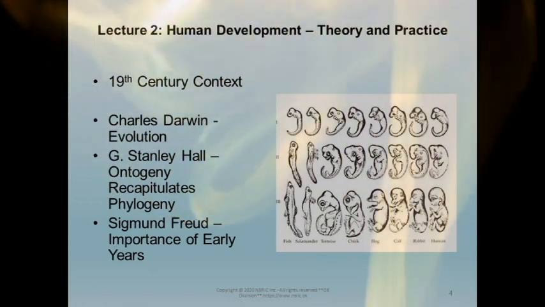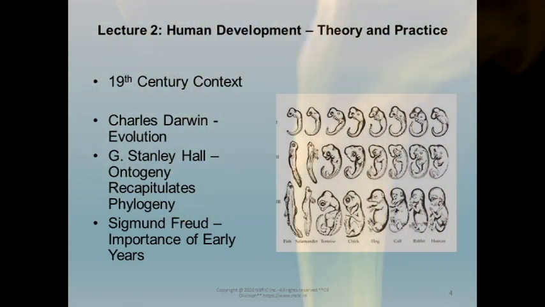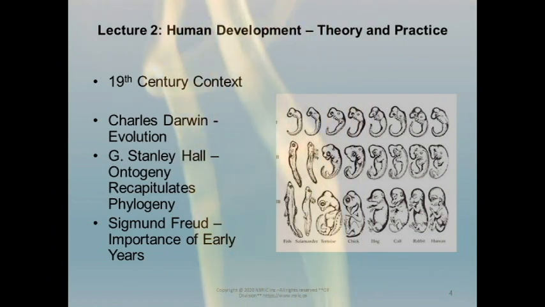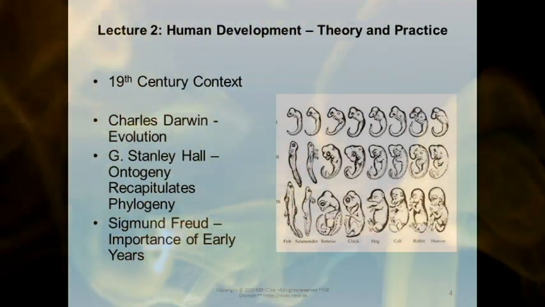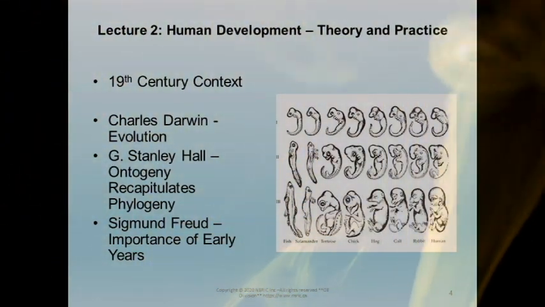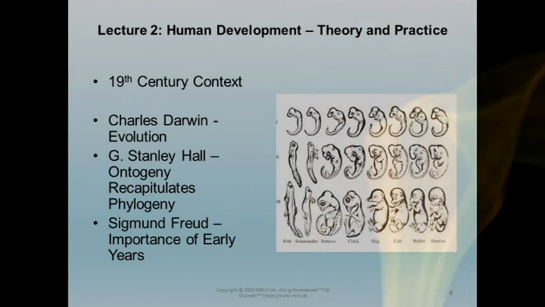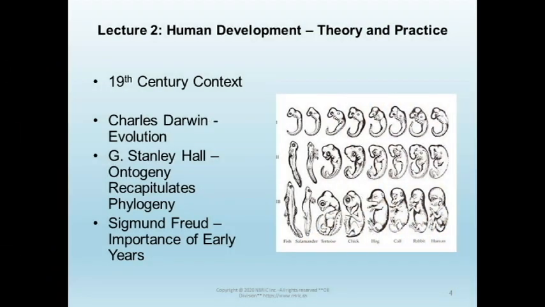The emerging field of biology also played a significant role in shaping the study of human development during the 19th century. The work of renowned scientists such as Charles Darwin, who published On the Origin of Species in 1859, revolutionized our understanding of evolution and the interconnectedness of all living beings. Darwin's ideas sparked interest in examining human development from an evolutionary perspective, leading researchers to explore the developmental stages and processes that contribute to human growth and adaptation.